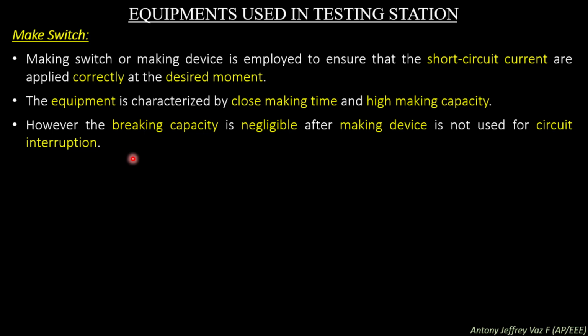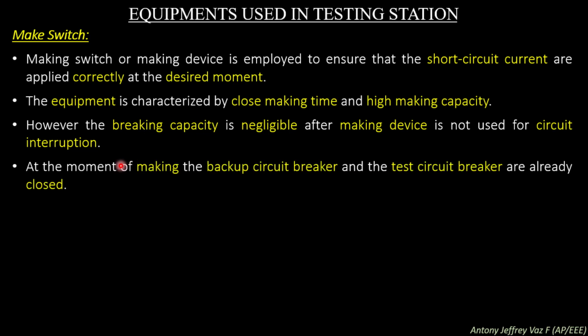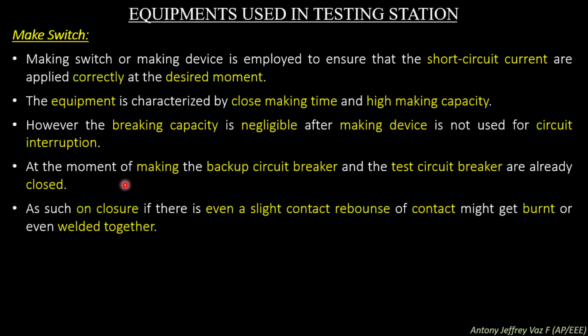However, the breaking capacity is negligible, as the making device is not used for circuit interruption. So, the make switch helps us to make the circuit, or turn it on. The breaking of the circuit is done by the test circuit breaker. In case the test circuit breaker fails, the master circuit breaker will open. The make switch will not open or break the circuit in the testing station. At the moment of making, the backup circuit breaker and the test circuit breaker are already closed.